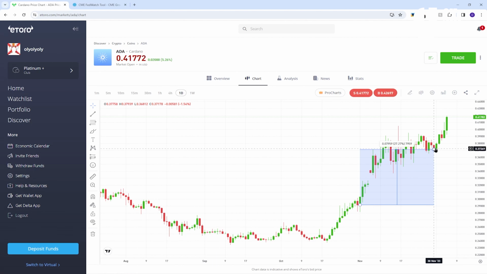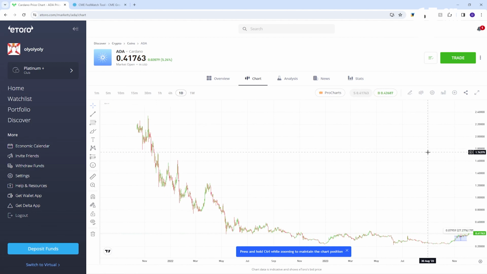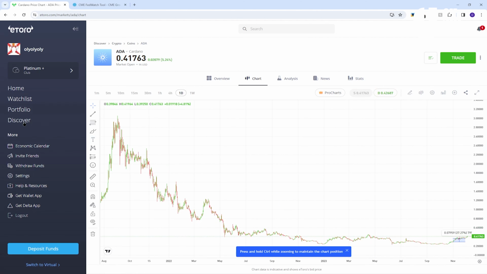So anyway, ADA Cardano, I've not bought any of this in ages. I'm going to hold this till the next crypto bull run, and hopefully I'll sell it in profit, but who knows, I may have to sell this one at a loss, we shall see.